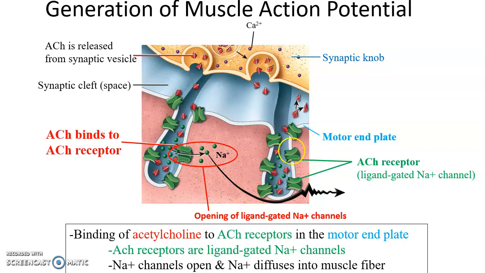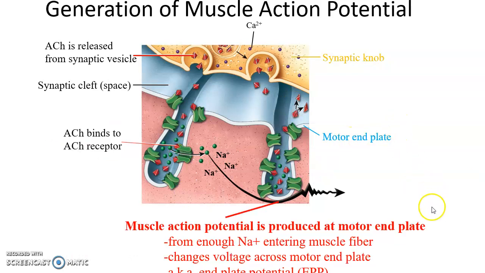This is then referred to as a ligand-gated sodium ion channel. Ligand is something that binds, in this case acetylcholine. Gated channel, when it binds, it opens the channel, allows sodium ions to flood into the cell and diffuse into the muscle fiber. And that is what generates the muscle action potential.